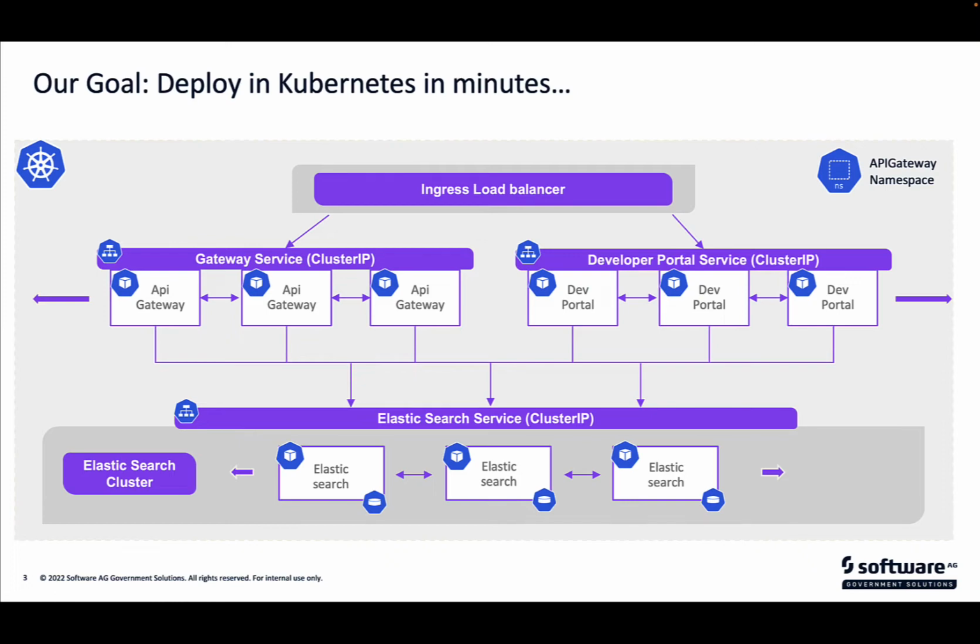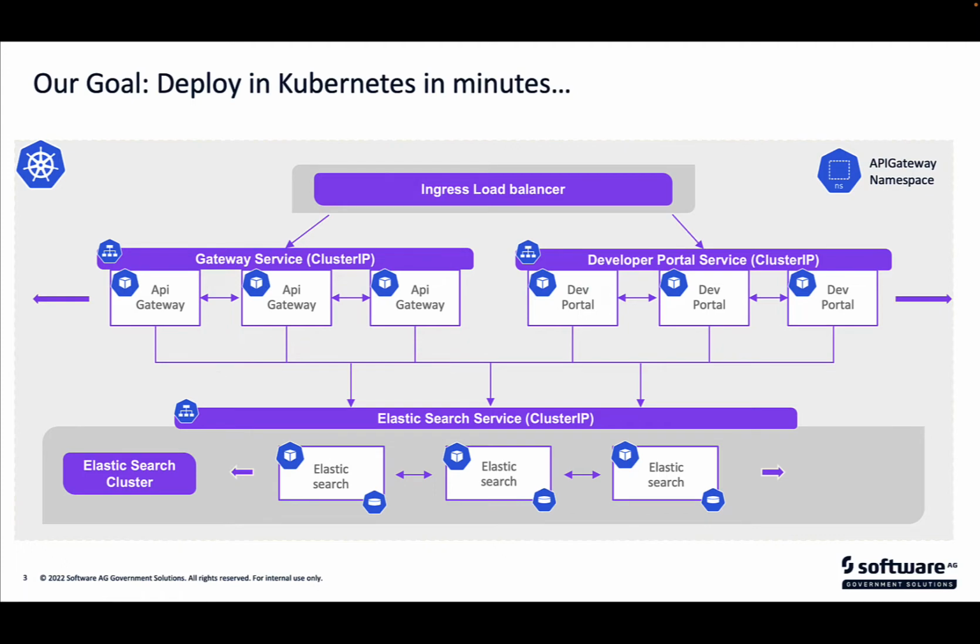So here is a high-level diagram of what we're going to deploy today. First, we have one deployment for an API Gateway scalable cluster. Second, another deployment for a Developer Portal cluster. And because each of those components requires a data store in the form of Elasticsearch, we'll have a third deployment of an Elasticsearch cluster that will be the shared data store for each of those two components.